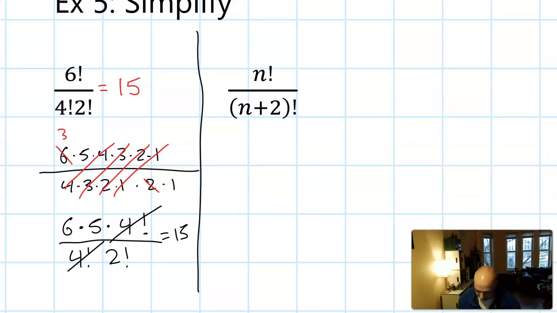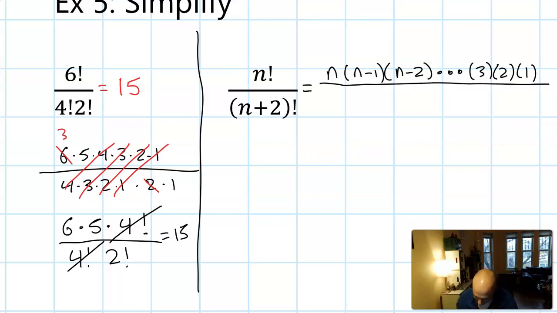So 15 again. And what if we had these general terms? Now, this is a little wackier, but let's use this idea of just writing things out. So n factorial is n times (n minus 1) times (n minus 2), all the way down to 3 times 2 times 1. I'm using parentheses there just for consistency, I guess. (n plus 2) factorial is n plus 2. Well, what's one less than that is n plus 1 times n, then n minus 1. Oh, and it's starting to have the same pattern.